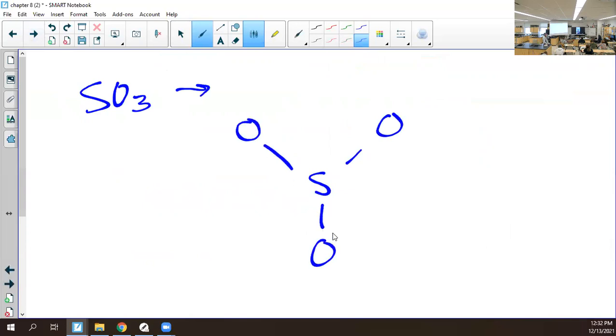Okay, well, let's follow our rules and see what we get. All right. So we have SO3. How many total valence electrons do we have? 24. You okay with that? I put sulfur in the middle because it is the only one, so it must be in the middle. How do I get 24? Is that the question?